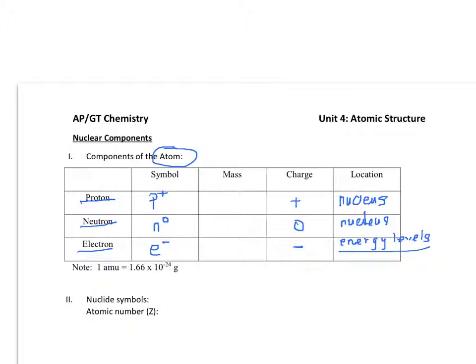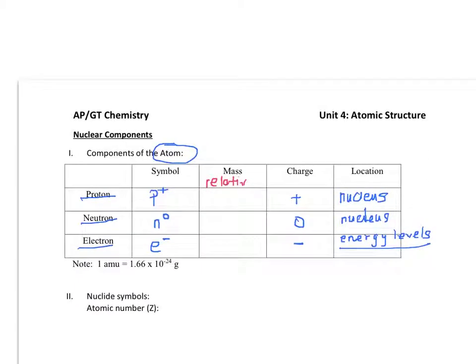Now let's talk about the mass here. We should have put relative. So we talk about the relative mass. Sorry about that, I had a break. Now if I tell you that protons and neutrons are approximately the same size, if I compare the mass of a proton to the mass of a neutron, since they're approximately the same size, the mass of a proton divided by the mass of a neutron will give us 1.